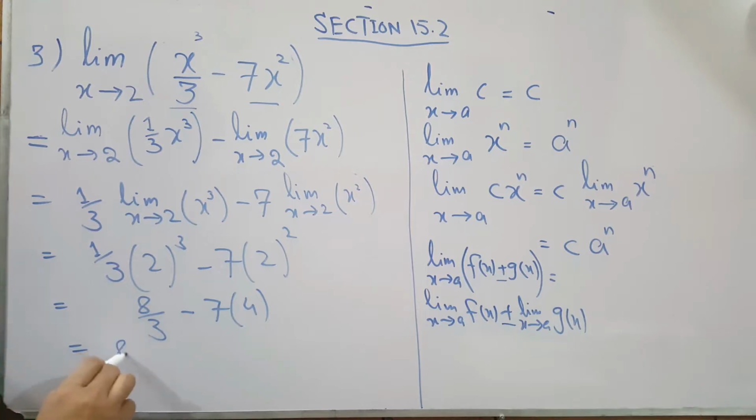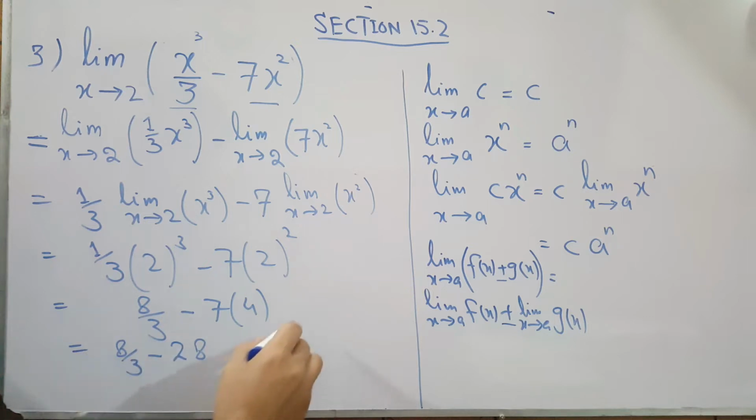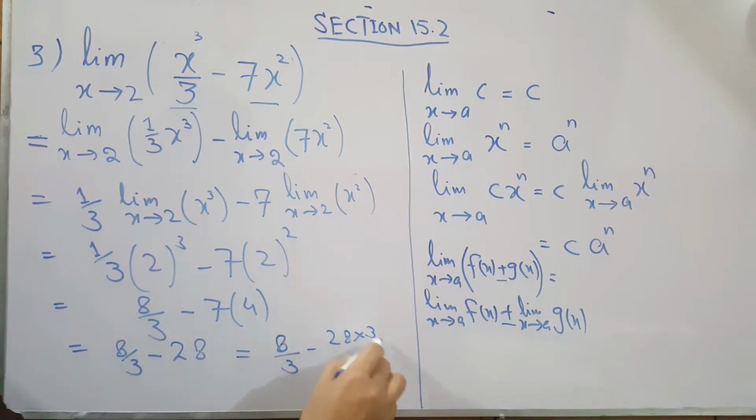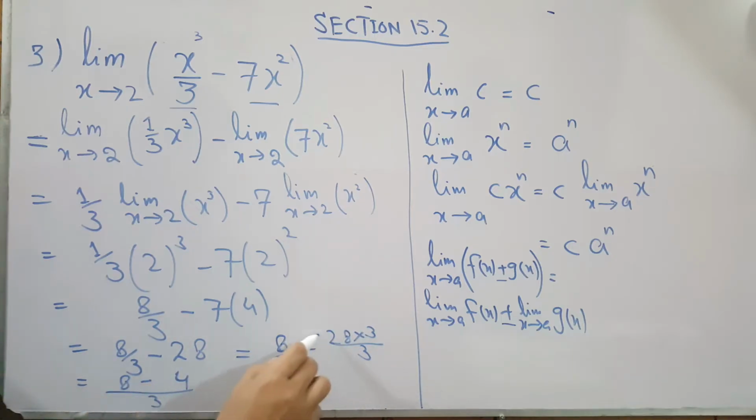So we can say that it is 8 over 3 minus 28. If you want to further solve it, you can take the LCM, minus 28 into 3 divided by 3, and that should give you 8 minus 84, so that should give you minus 76 over 3.